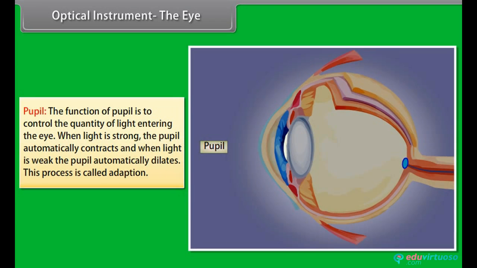Optical instrument, the eye. Pupil. The function of pupil is to control the quantity of light entering the eye. When light is strong, the pupil automatically contracts, and when light is weak, the pupil automatically dilates. This process is called adaptation.